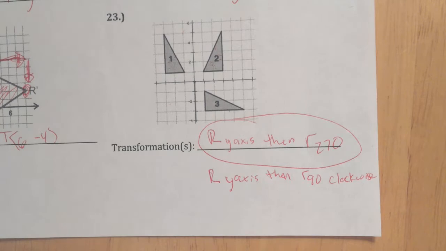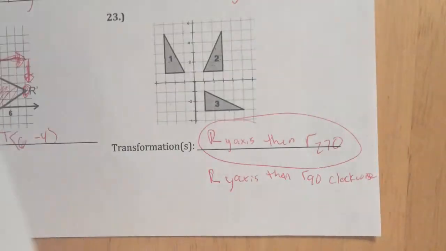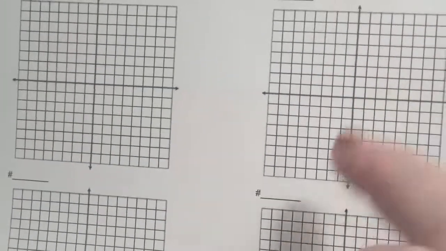That final page, page 6, where it has all these graphs, that's for if you messed up. You could always do it on this page. Like when we messed up on number 18, we ran out of room. We could have tried all these different things.